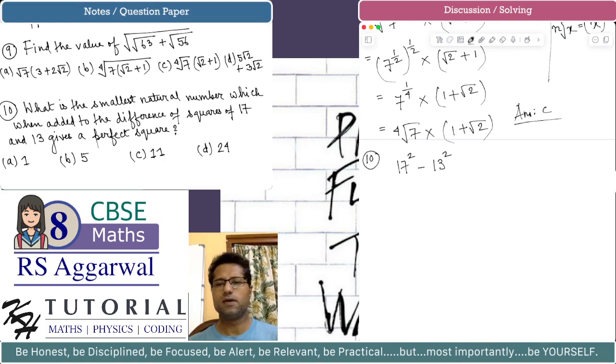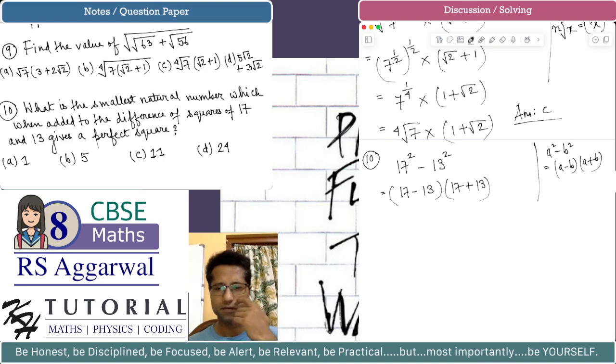Now 17 square minus 13 square, using the identity that a square minus b square is equal to a minus b multiplied by a plus b. If we use this identity, then 17 square minus 13 square is 17 minus 13 multiplied by 17 plus 13. This is equal to 4 multiplied by 30. This is equal to 120.